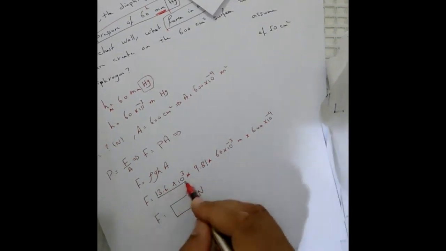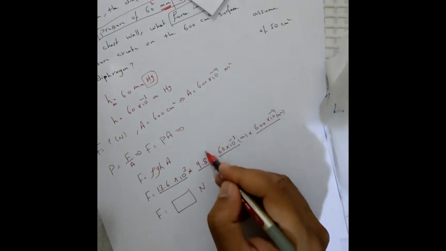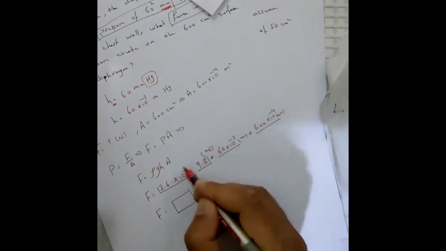Because you are using kilogram per meter cubic here, meter per second square here, meter here, and meter square here. Let me put the unit so you understand it. This is meter per second square, and this one is kilogram per meter cubic. Okay, and this is the answer that we have.